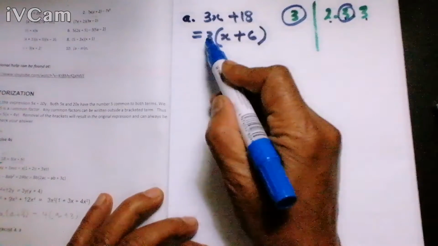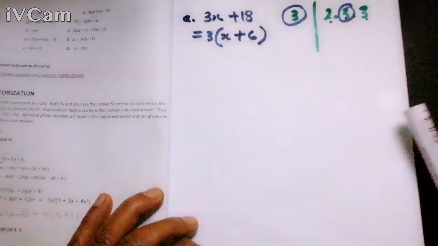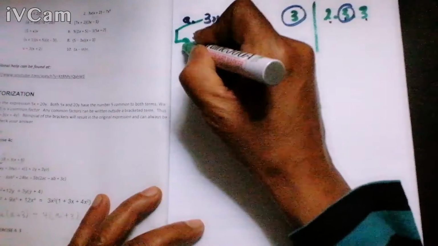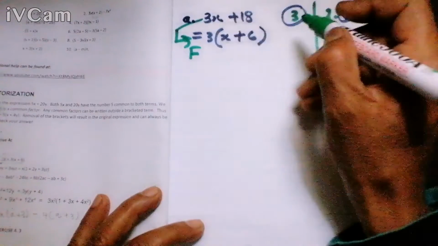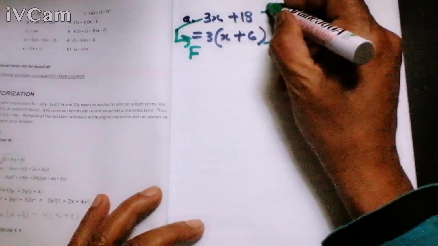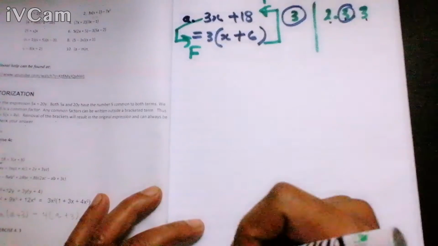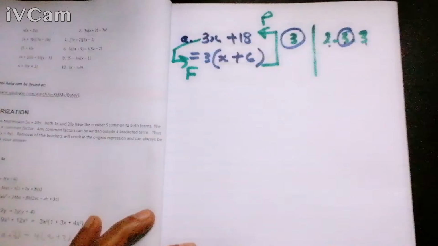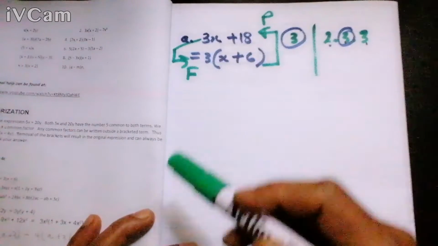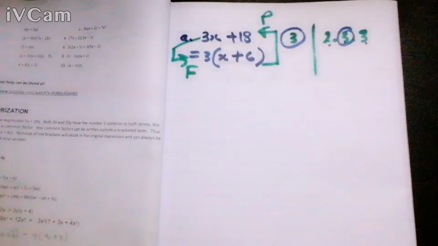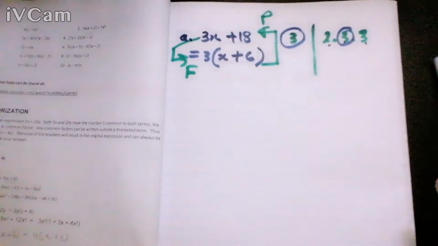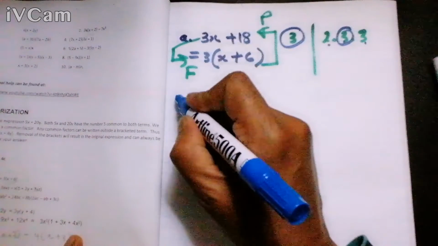If you are to check, you can use products to check your answer. So going in that direction is factorization, and going in that direction is finding products. Therefore they are considered to be the opposites of each other. So you can always use products to check if your answer is correct during factorizing. B.